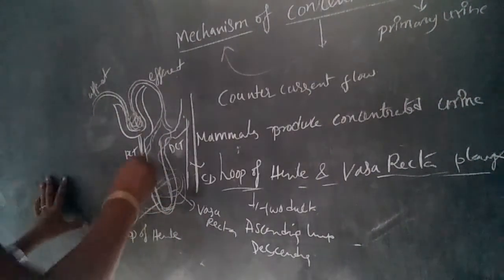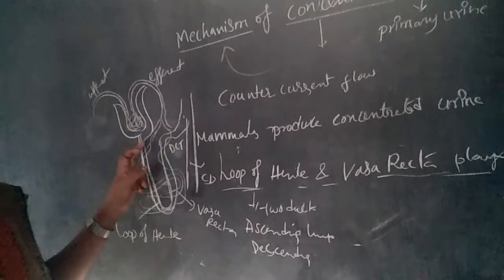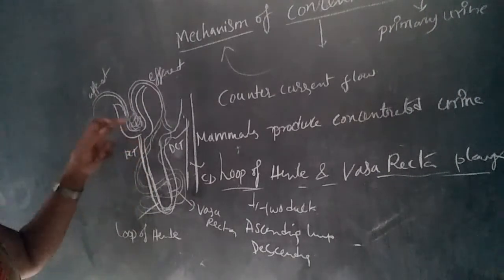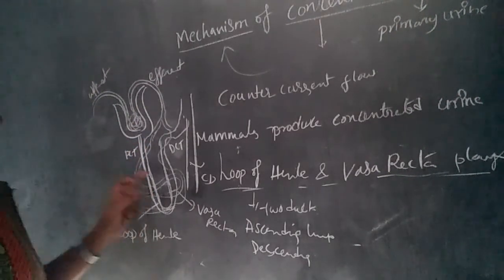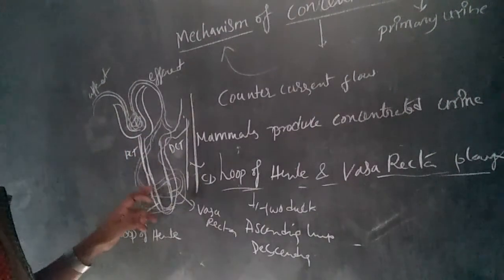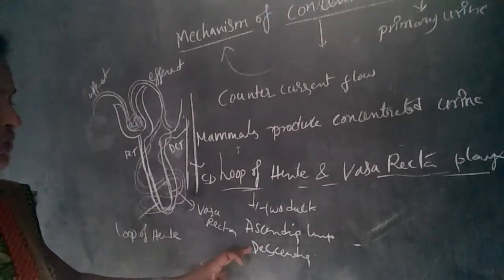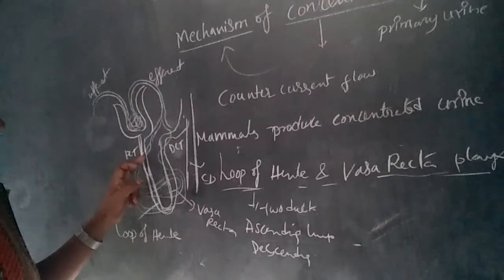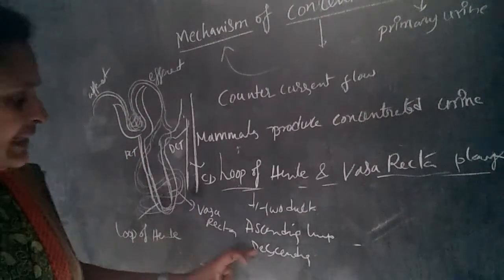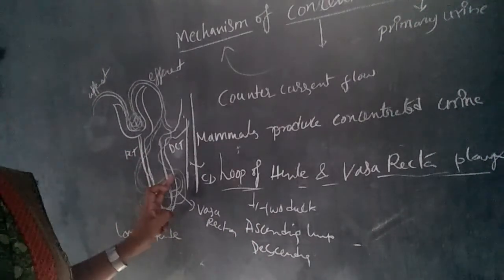First of all, the Bowman's capsule filters the blood, and the filtrate is also called the primary urine. It passes from the Bowman's capsule to the renal tubule, and the renal tubule passes through the loop of Henle. The renal filtrate or primary urine passes through the descending limb to the ascending limb. This is the descending limb, and this is the ascending limb.